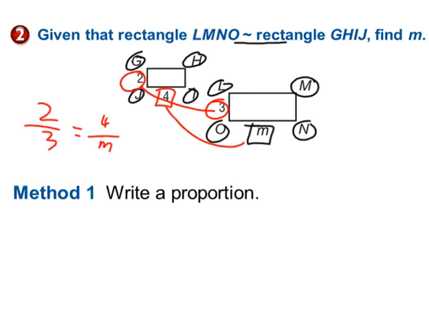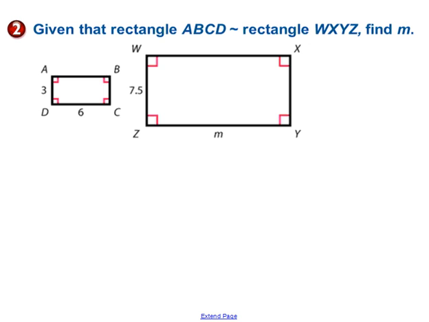Now, in solving this equation, I'm going to do my cross products. I'm going to go 2 times M is 2M is equal to 3 times 4, which is 12. So I've got 2M is equal to 12. I'm going to divide both sides by 2. I've got M is equal to 6. So M equals 6 in this problem. Do this one and come back and check your work against the video.